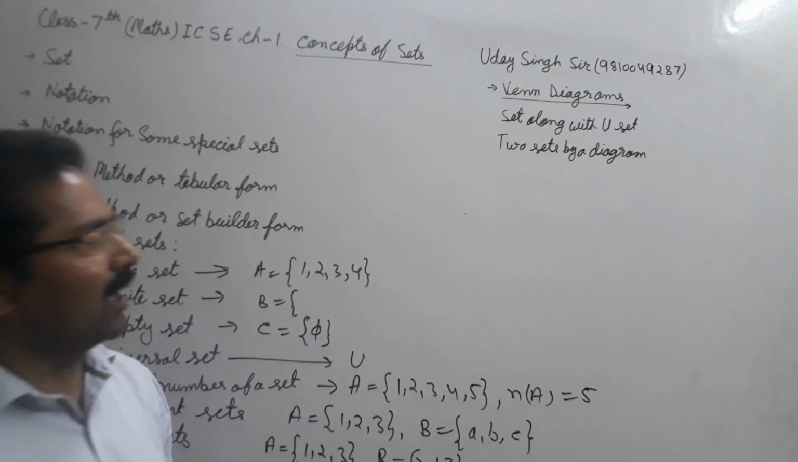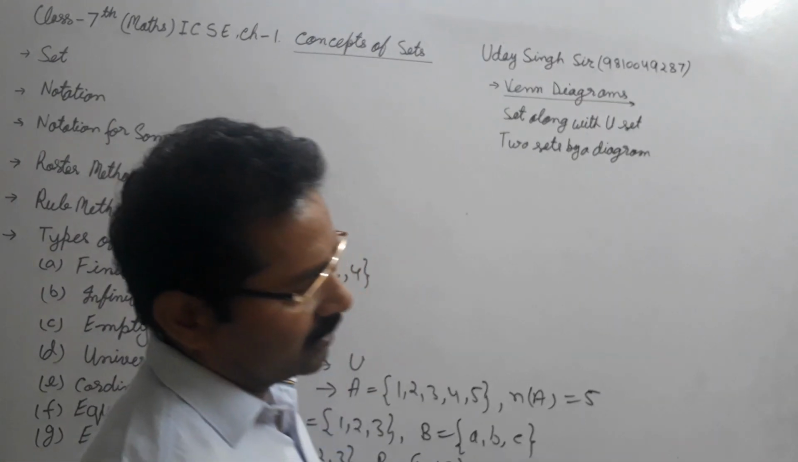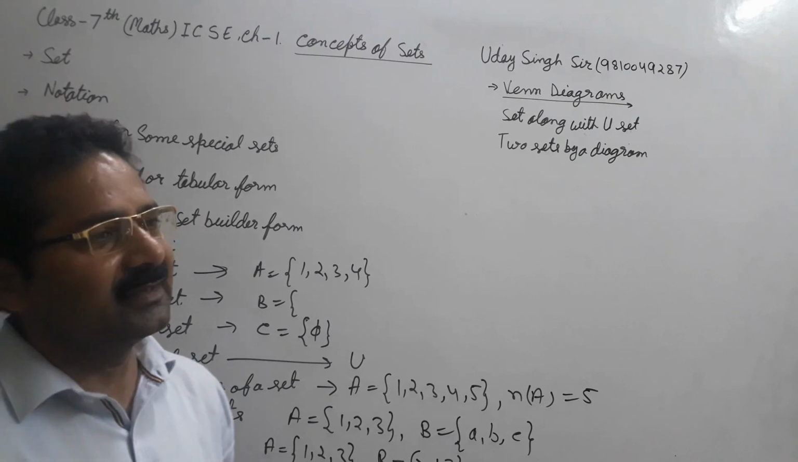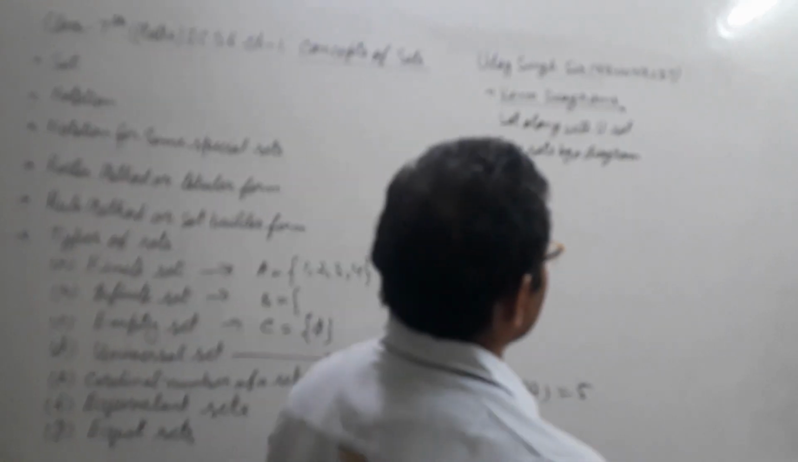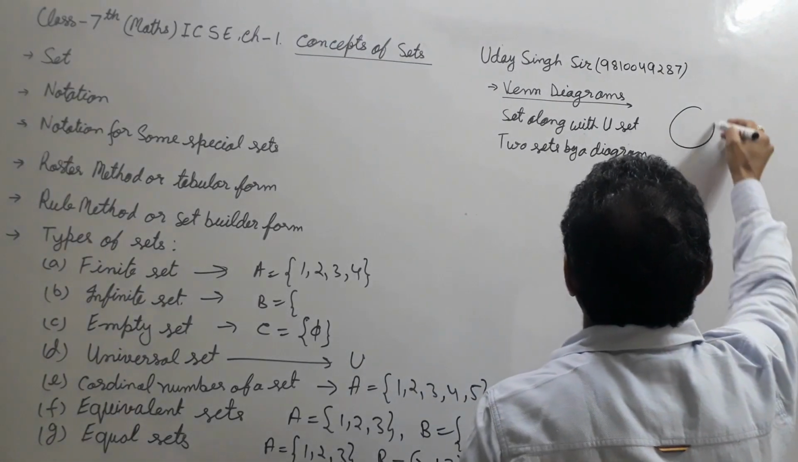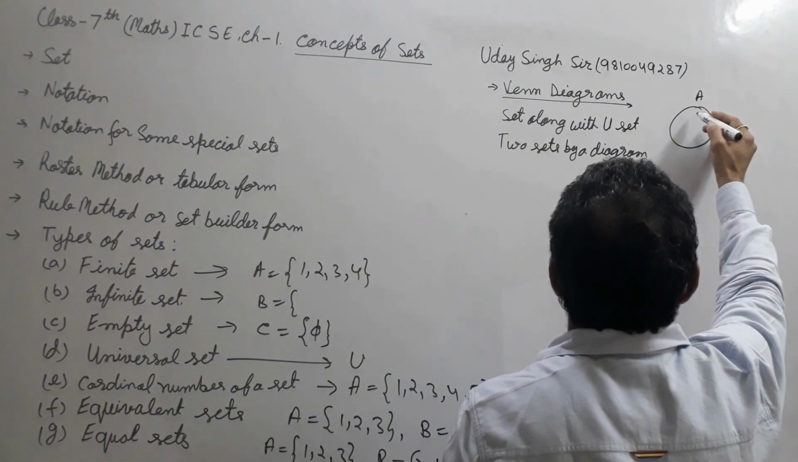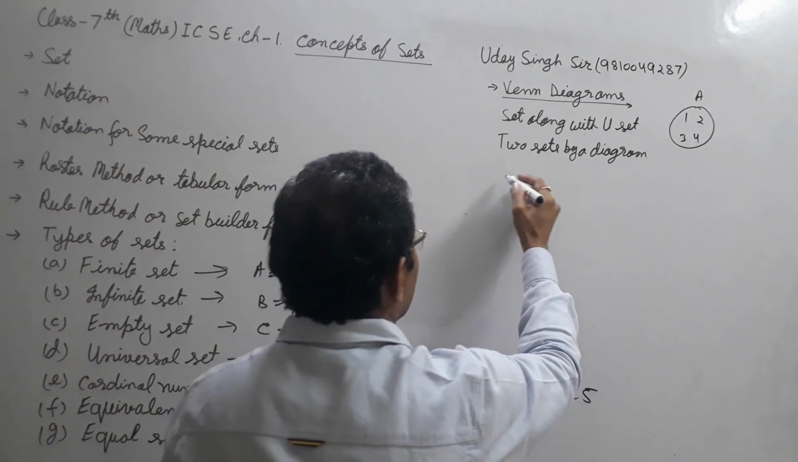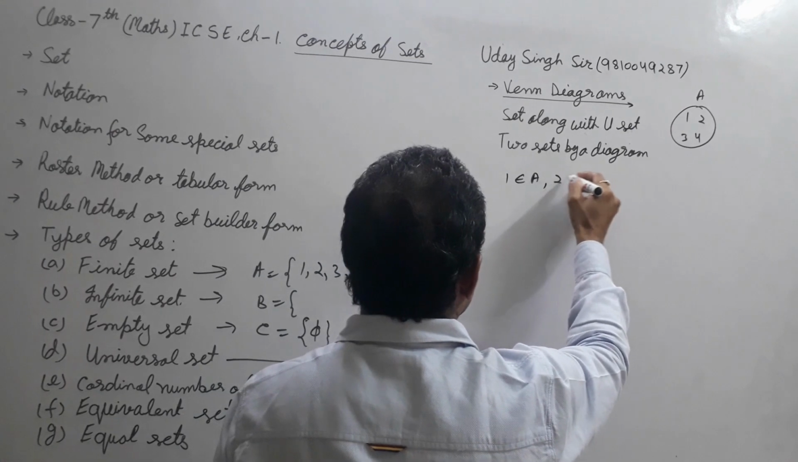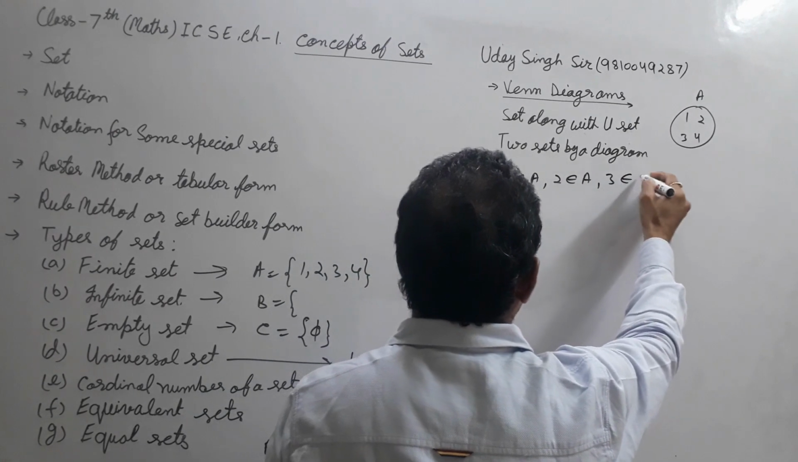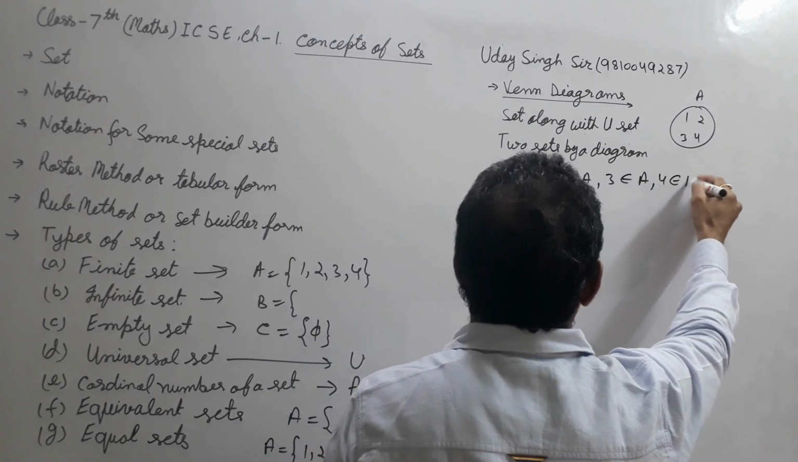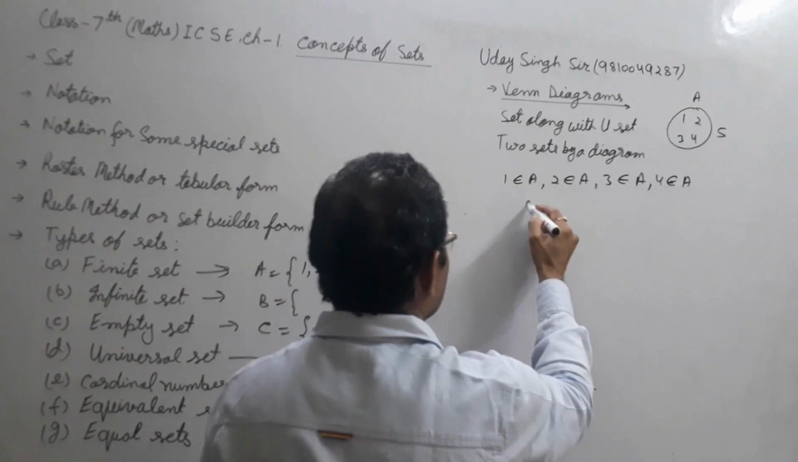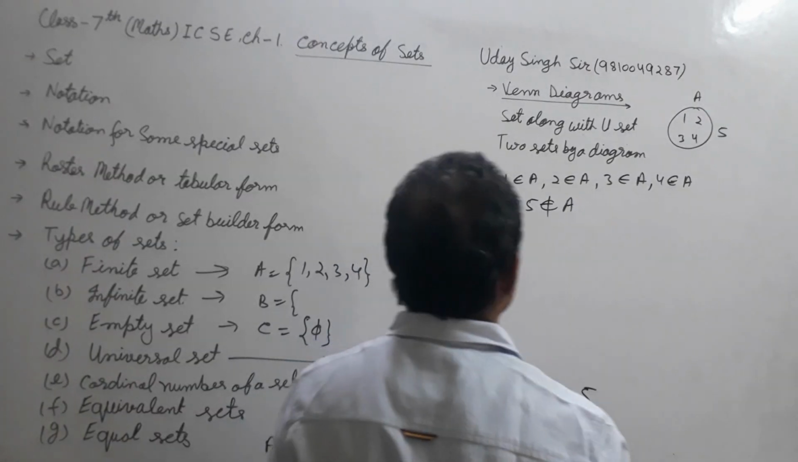Now the Venn diagrams of this chapter, sets as numbers along with the universal set. To make the Venn diagram, the set A is represented like this, with some elements 1, 2, 3, 4. You say 1 belongs to A, 2 belongs to A, 3 belongs to A and 4 belongs to A. But there is one element, 5, outside, so you say that 5 does not belong to A.